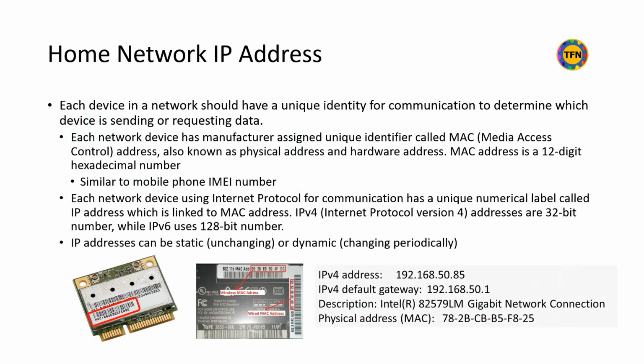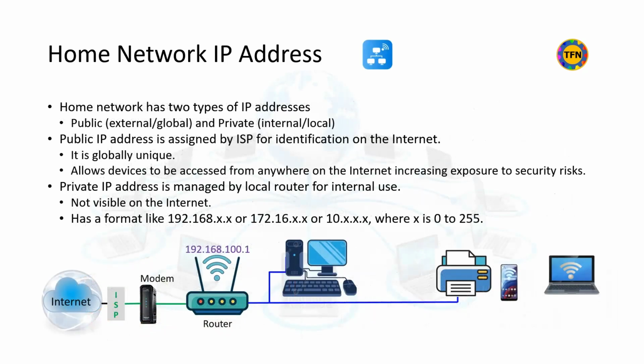Each device in a network should have a unique identity for communication to determine which device is sending or requesting data. Each network device has manufacturer-assigned unique identifier called Media Access Control Address or MAC address, also known as physical address and hardware address. Each network device using Internet Protocol has a unique numerical label called IP address, which is linked to MAC address. Home network has one public IP address assigned by ISP and one private IP address for each device in the network managed by the router.